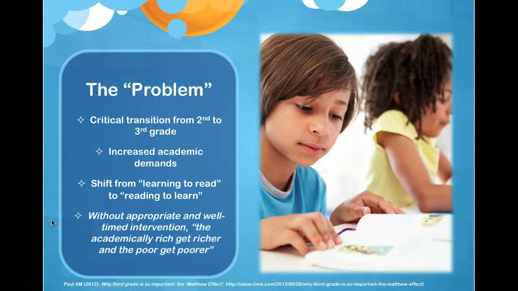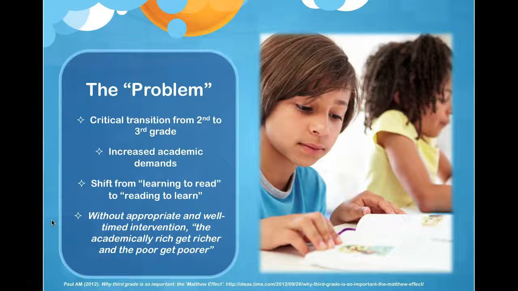This is known by researchers as the Matthew effect. It's where the academically rich get richer and the poor get poorer. So those small differences in learning ability grow into much larger ones if schools don't take proactive and responsive measures to keep students on track for success.